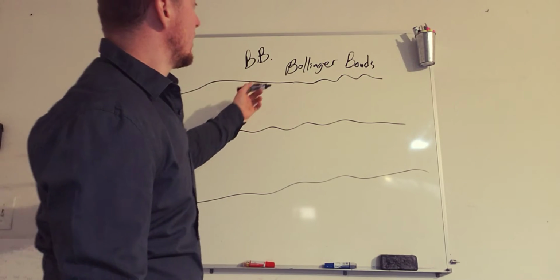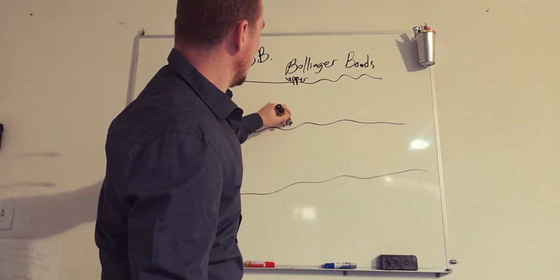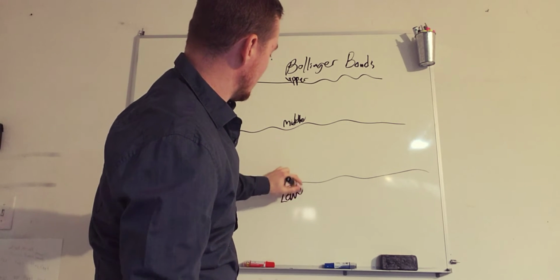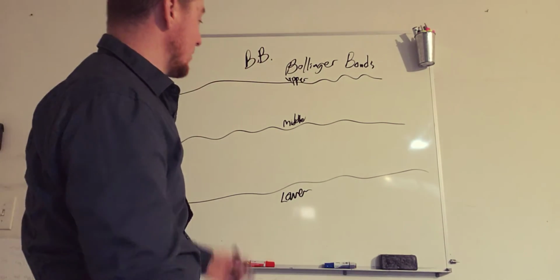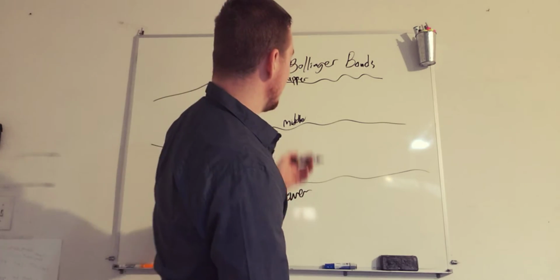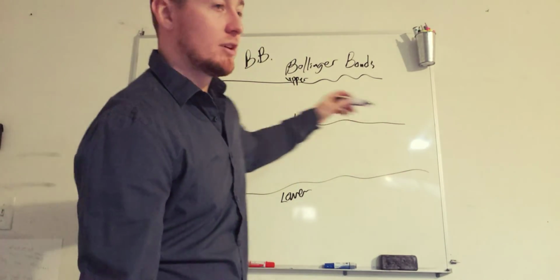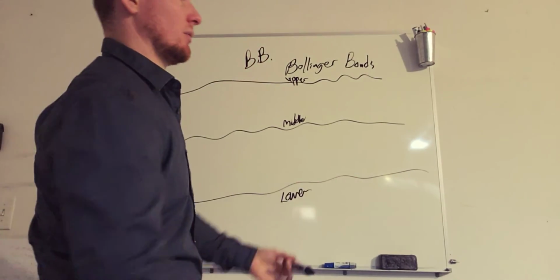So we have the upper band, the middle band, and of course the lower band. Why do we have 3 bands? Well, what we have is deviations, right? This is your constant average, right? This is the constant average of where the stock price should be, generally speaking, for the longer term.